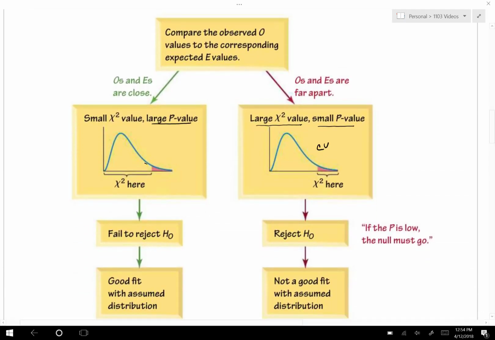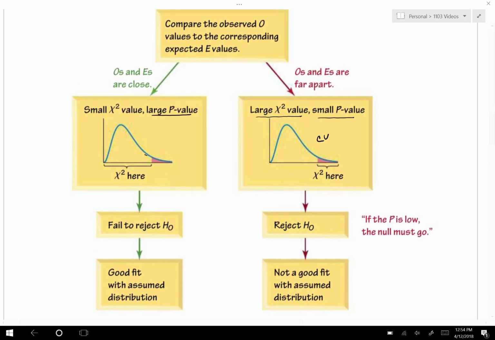This is just a flow chart that tells you what you would decide to do. So again, this is the chi-squared distribution. Remember, this is not symmetric like the normal distribution and the t-distributions are. It's also not centered around 0. It starts at 0 and goes up to positive infinity. So there are a couple of differences with this distribution and the ones that we've worked with the most.